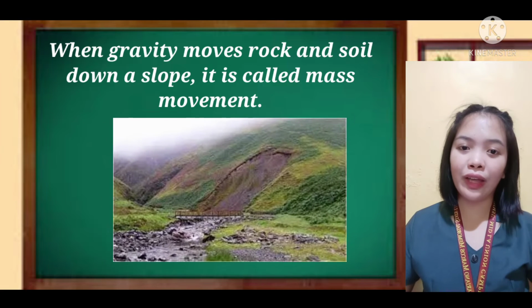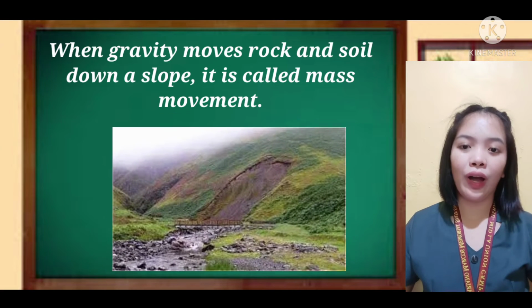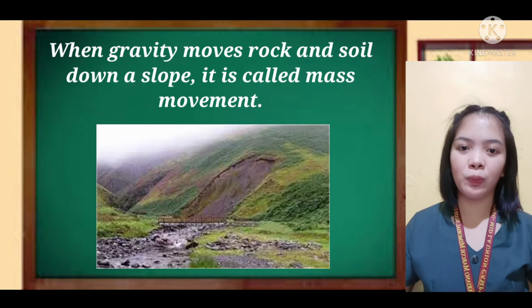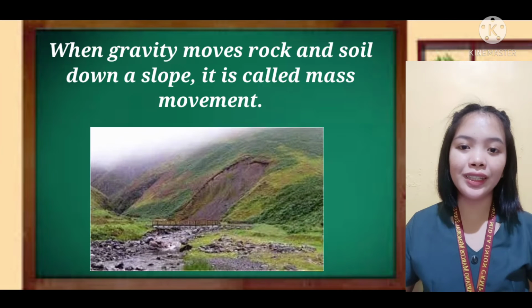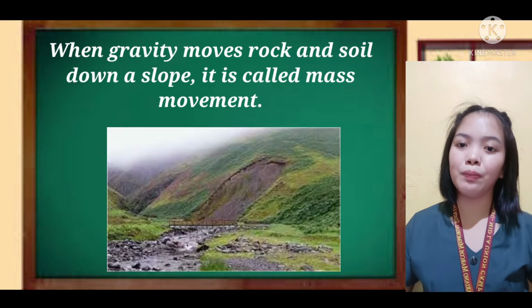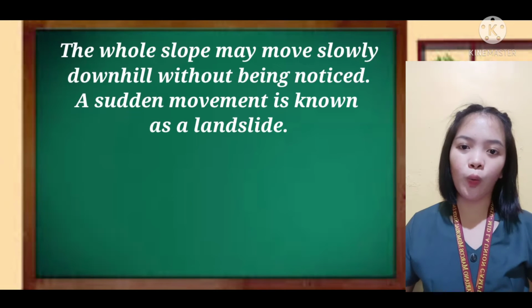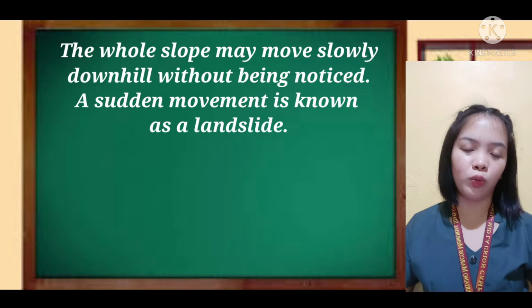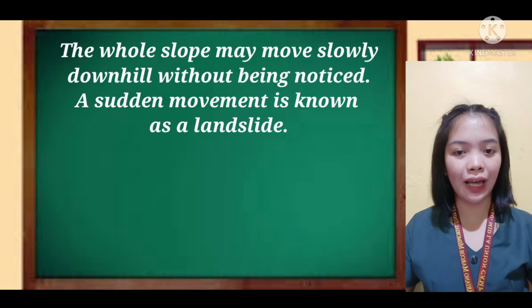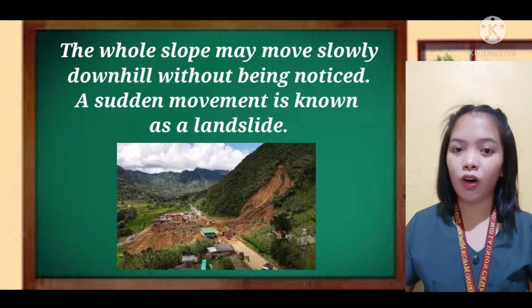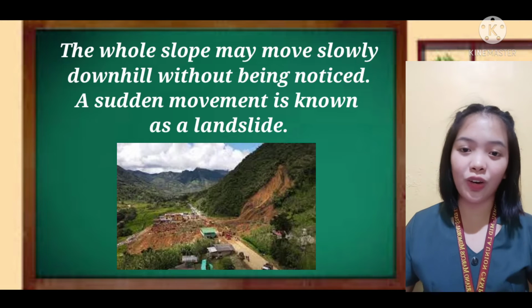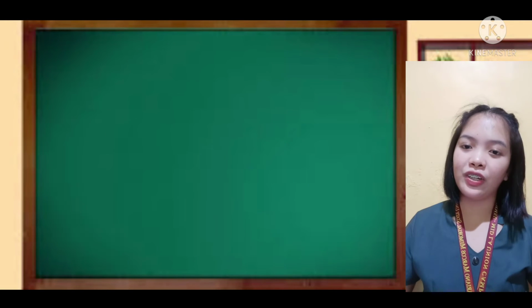Okay, if broken rocks are on a steep slope or at the edge of a cliff, they roll down faster and carry with them other particles on their way. This is why there are piles of rocks at the bases of cliffs and mountains. The whole slope may move slowly downhill without being noticed. A sudden movement is known as a landslide. Landslides often occur after heavy rains or after earthquakes. Do you understand? Very good.